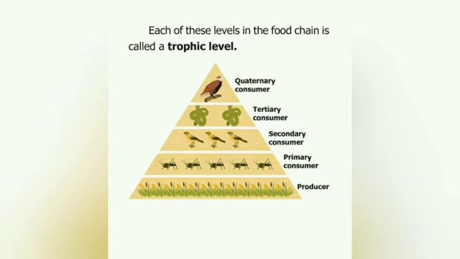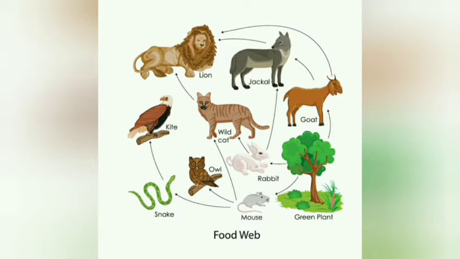Organisms use up to 90% of their food energy for their life processes. Here is an example for a food web. The food web crosses different levels.